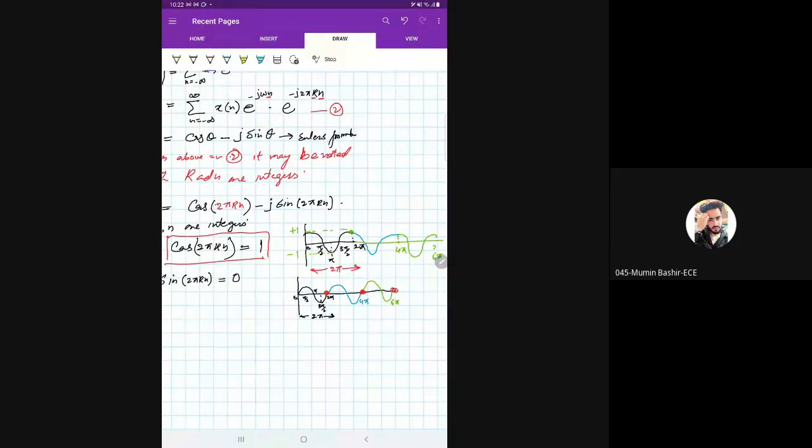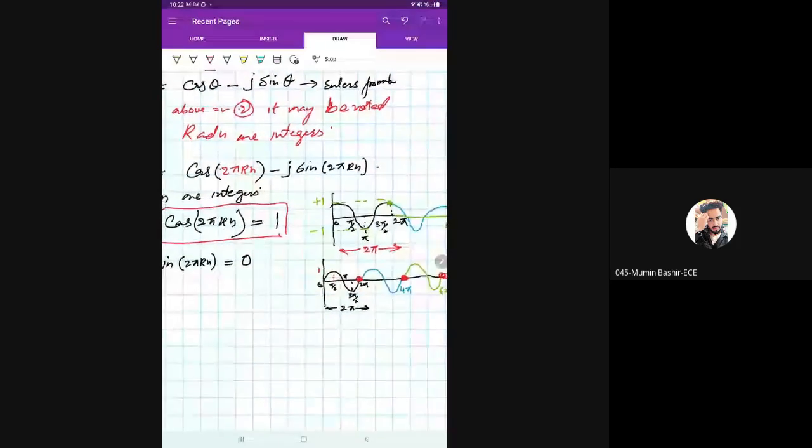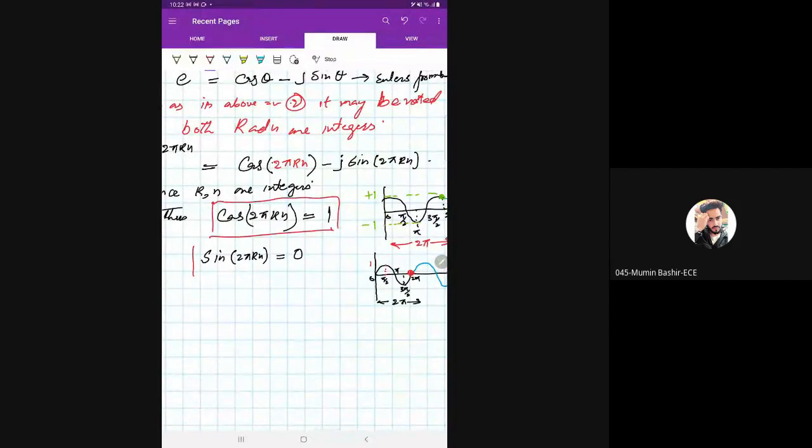Sine 90 is 1. Sine pi by 2 is 1. So therefore, sine of 2 pi kn will be 0. So these terms will be true. These two terms will be always true for any value of k and n, because both of them are integers. K and n are integers.